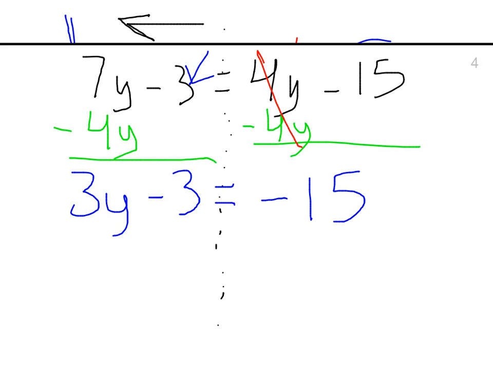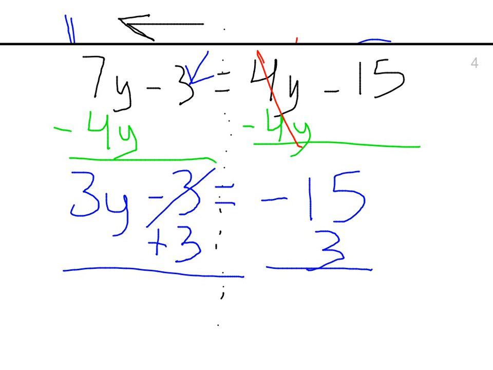Alright, so now you ask yourselves, do I have the y by itself? No. So now this 3 doesn't have a letter with it. So that's why I'm going to move it to the other side with all the numbers that don't have a y. So this 3 will cancel with this 3, and it'll leave me with 3y on one side, and I got negative 15 plus 3, which turns out to be negative 12. Alright, so what's my last step?